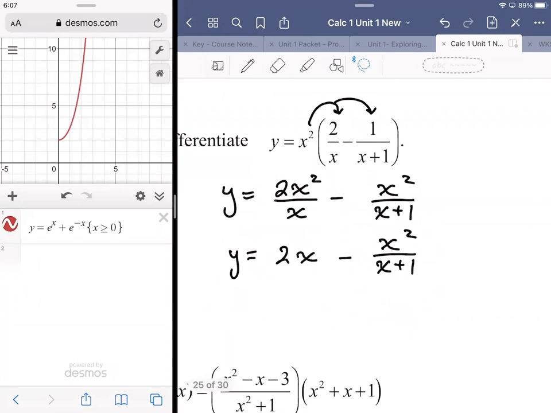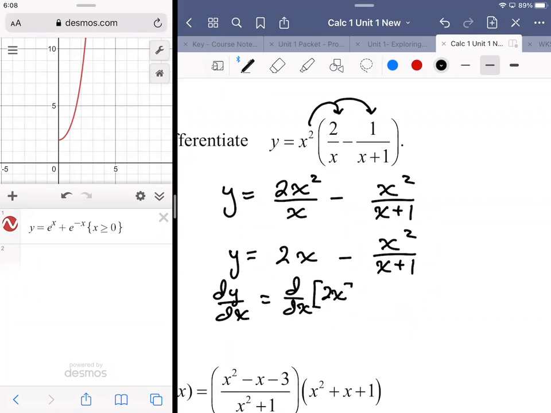So notation-wise, if I want dy dx, I'd be looking at the derivative of this expression minus the derivative of this expression. All right. You wouldn't have to write that. I'm just doing that for note-taking purposes to show you that that's what we're going to do. We're going to take the derivative of those two things separately.